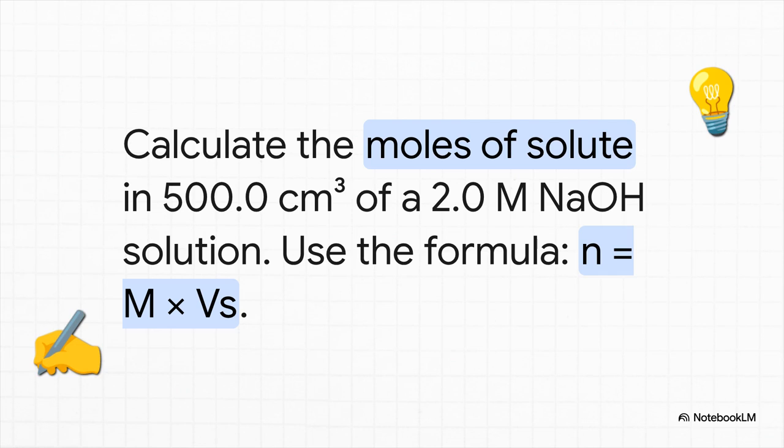Okay, let's put this thing to work. In this problem, we need to find the number of moles, N. So we look at our triangle, cover up N, and we see it's molarity times volume. Our molarity is 2.0. The volume is 500 cubic centimeters. But wait, we have to use cubic decimeters or liters. So 500 cubic centimeters is 0.5 cubic decimeters. Now we just multiply. 2.0 times 0.5. And that gives us our answer. Exactly 1.0 mole. Simple as that.